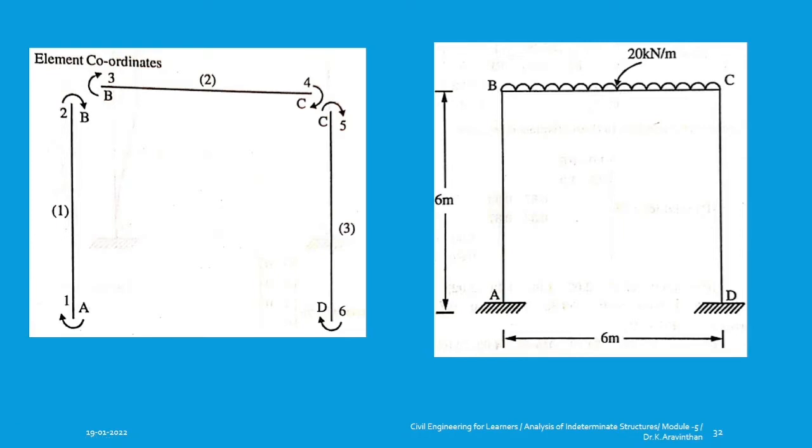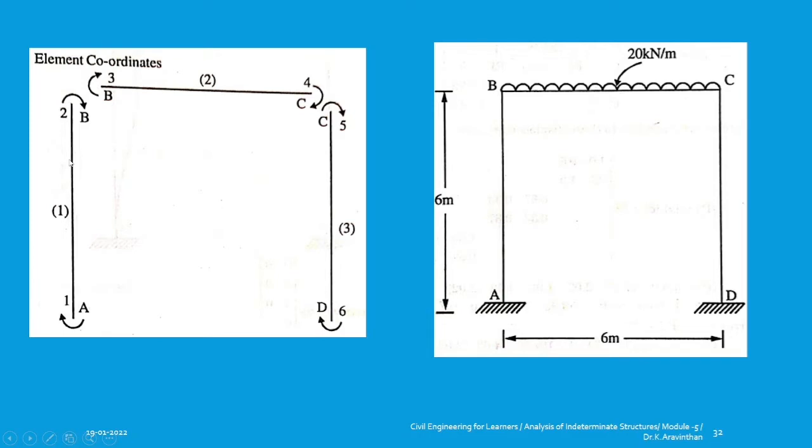Step 2 is finding element coordinates, which means identifying the elements. Each and every beam is an element. Either beam or column, both are elements. So A to B is 1, B to C is 2, and C to D is 3. So you have 3 elements and 4 joints.